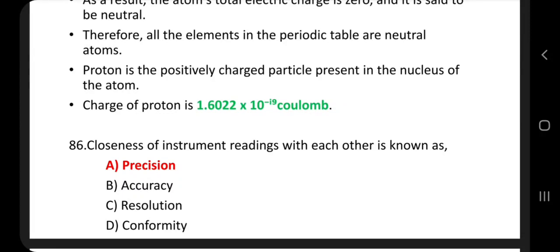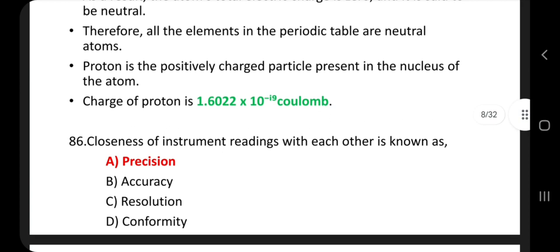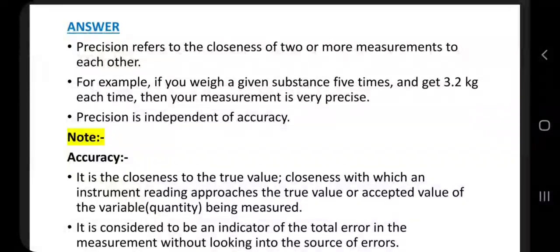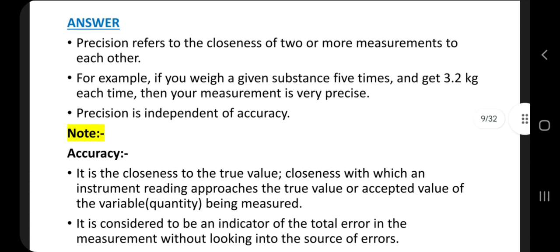Question number 86. Closeness of instrument readings with each other is known as. Answer is option A, precision. Precision refers to the closeness of 2 or more measurements to each other. For example, if you weigh a given substance 5 times and get 3.2 kg each time, then your measurement is very precise. Precision is independent of accuracy. Note, what is accuracy? It is the closeness to the true value. Closeness with which an instrument reading approaches the true value or accepted value of the variable or quantity being measured. It is considered to be an indicator of the total error in the measurement without looking into the source of errors.